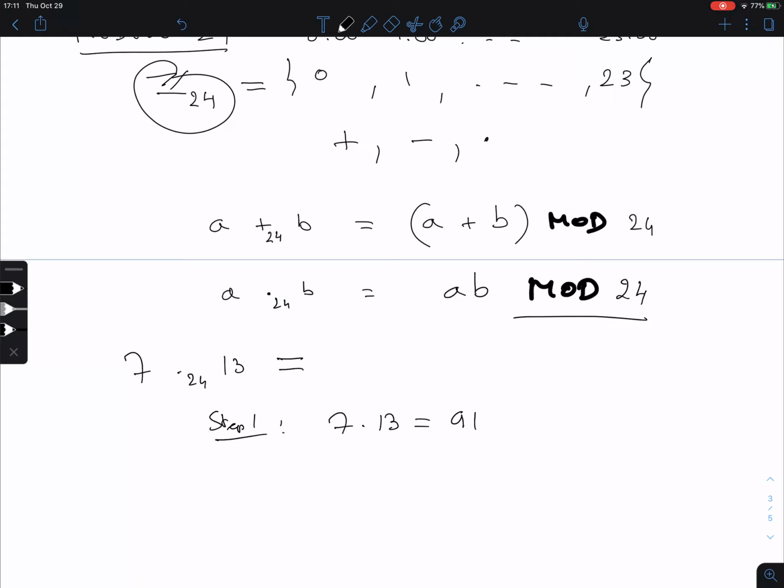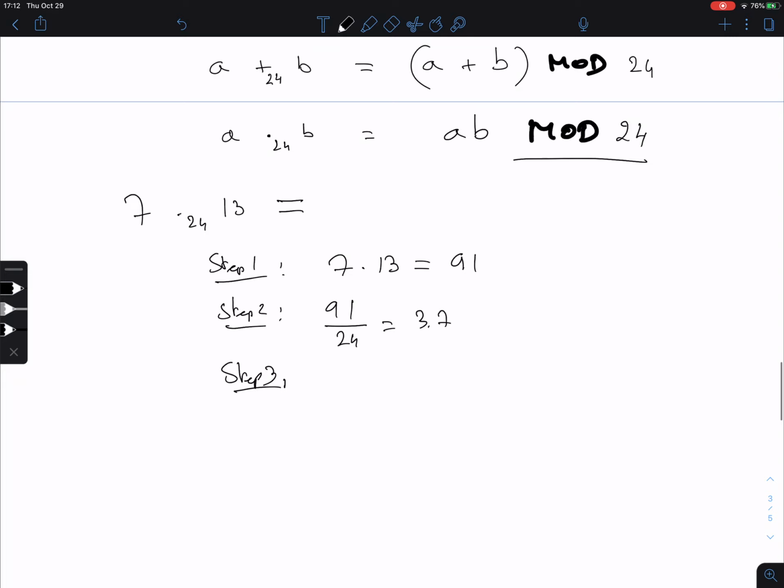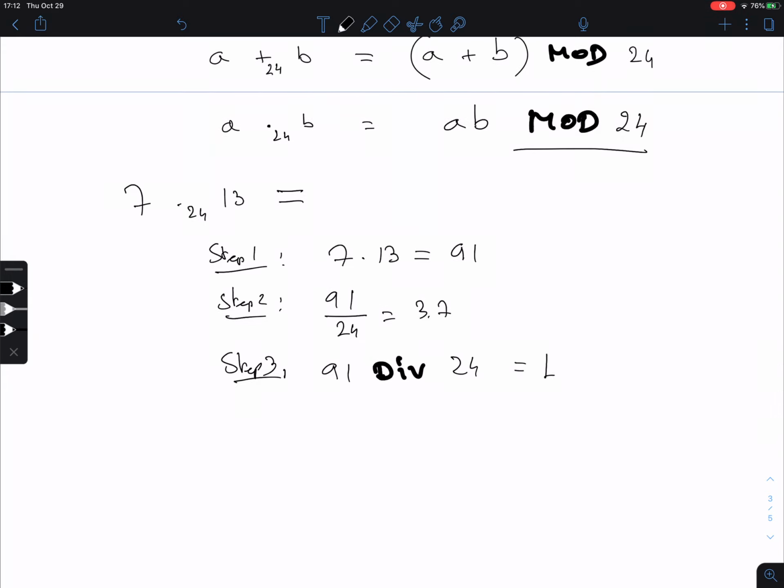Now we have to calculate this number, and remember that itself was several steps. Step 1 was before. Step 2, we then take 91, modulo what? 24 now. So 91 divided by 24, that is 3.7. Step 3, we take the floor of this number. That is the floor of 3.7, and that is therefore 3.